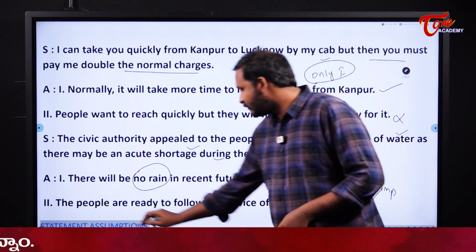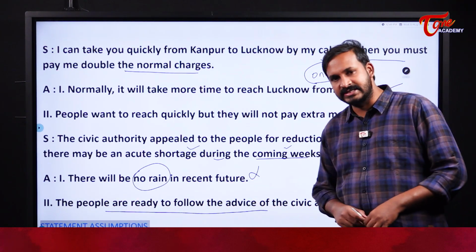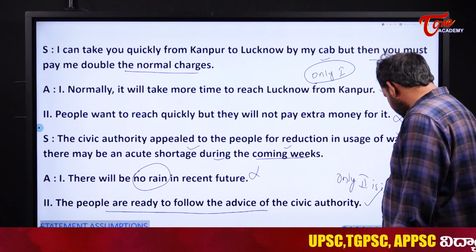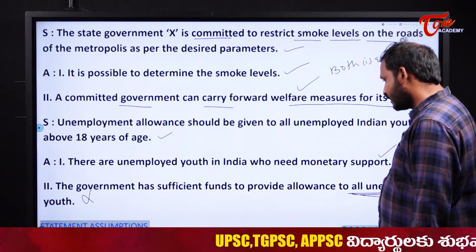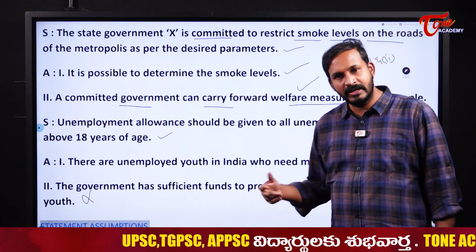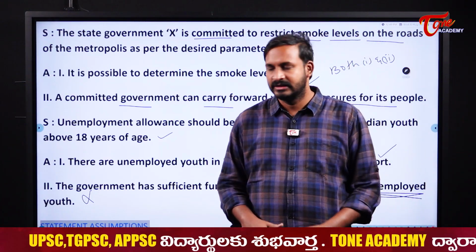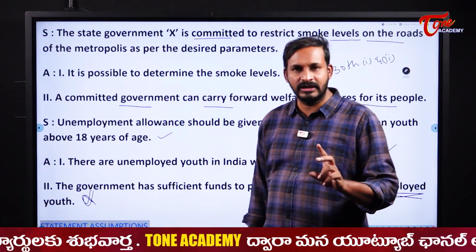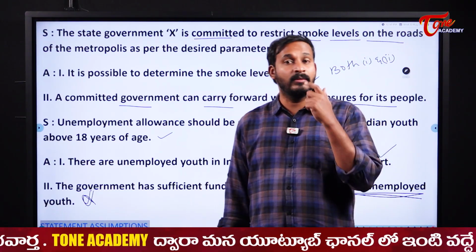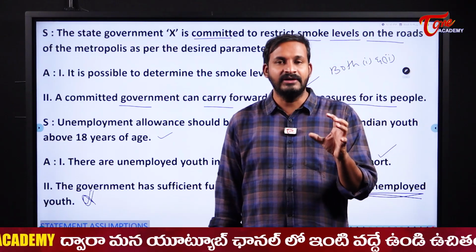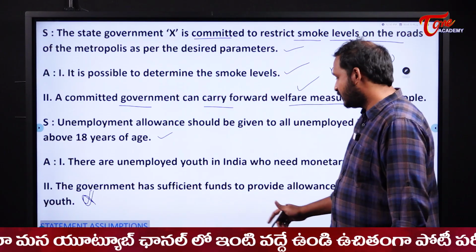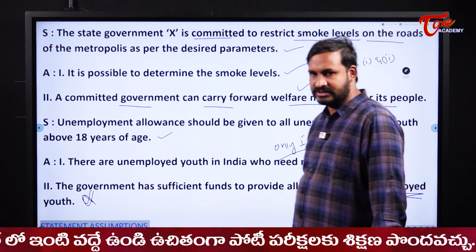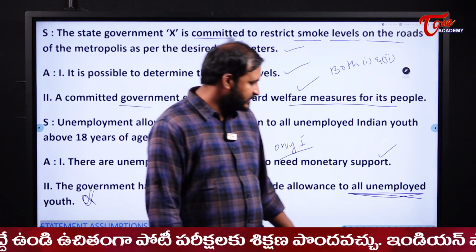The people are ready to follow the advice of the civic authority. That is from the people's end. Now this one is from the government. The government may or may not have enough funds. So that is the reason it is not possible. That context is different. Don't link that one with this one. This is the problem with statements and assumptions. Try to understand the situation. So here this is not implicit. So our answer becomes only one is implicit for us.